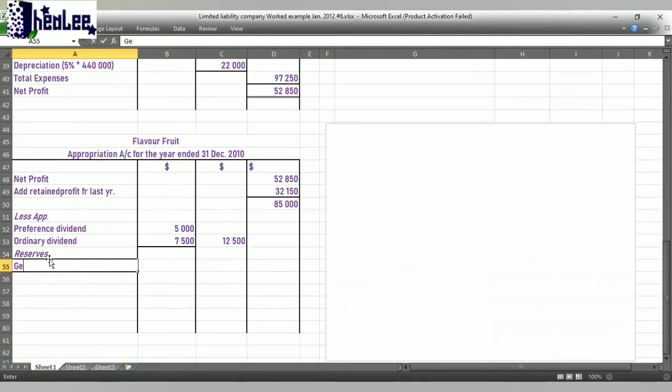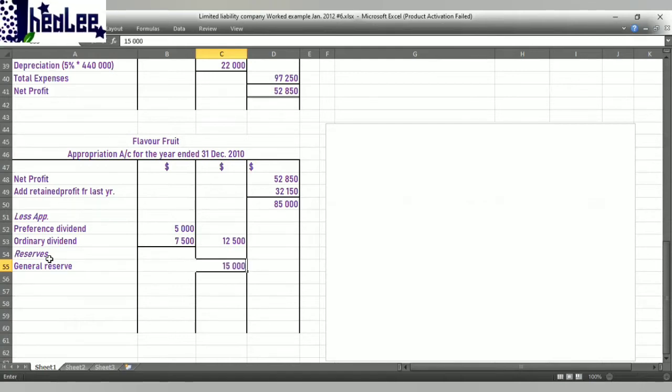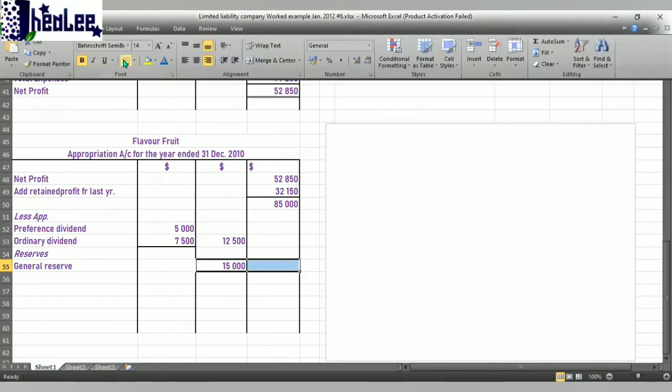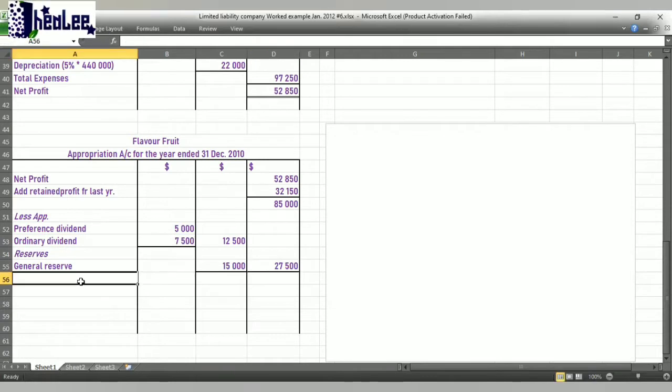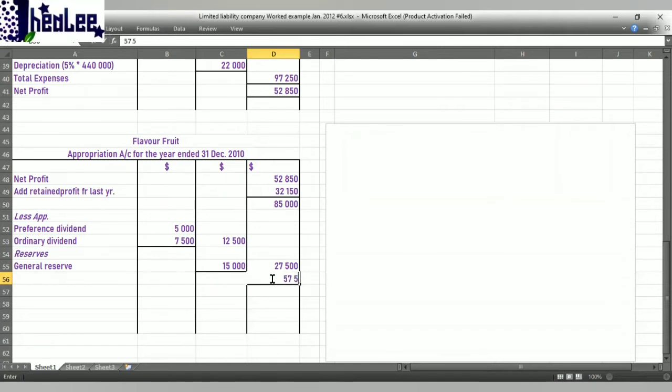So here we go, general reserve, and the value for general reserve is $15,000. We're going to add those two figures together, and we get a total of 27,500. That is what we are paying out from the profit that was generated for this year. And we're going to minus 27,500 from 85,000, and that gives us a value of 57,500.